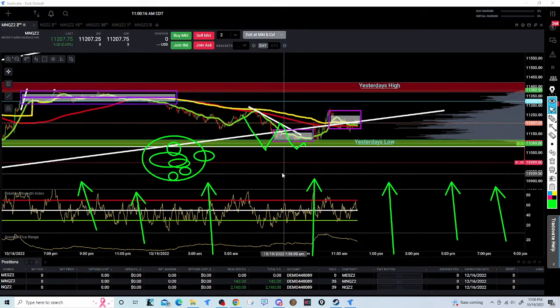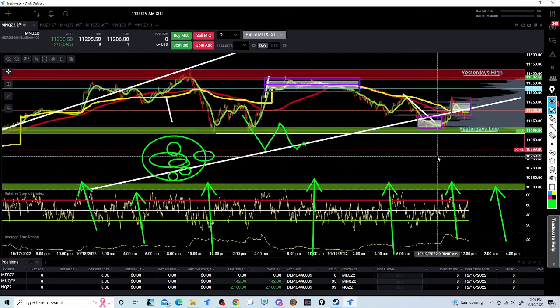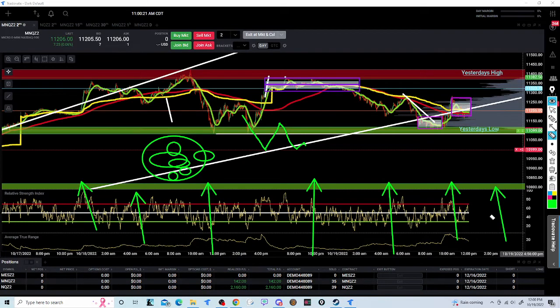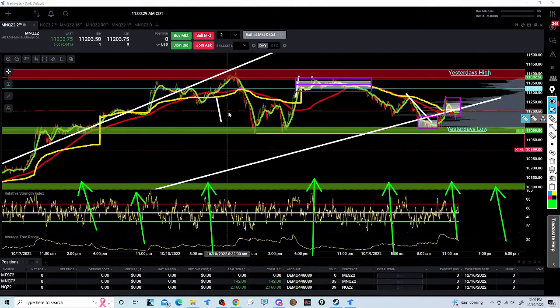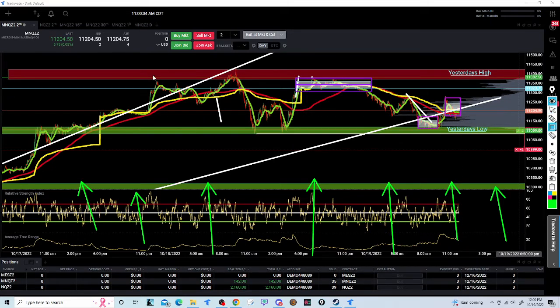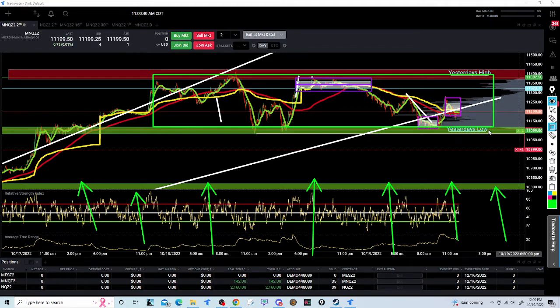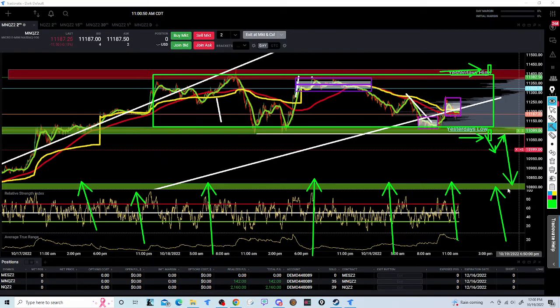All these trends, or all these ranges, I'm sorry, I keep calling them trends, are ranges within a range. Yesterday we ranged. Today we're continuing that range. Think of this as one big range. Now, if we break below this range or above this range, that's where you're looking to enter. If we break this range, the bears want to take it back down to this low.